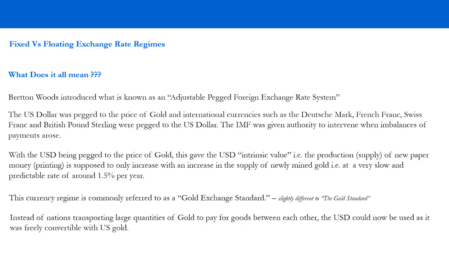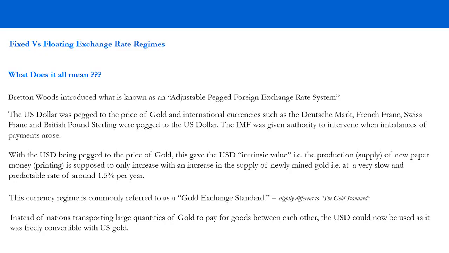So what does it all mean? Well, Bretton Woods basically introduced what is known overall in economics as an adjustable pegged foreign exchange rate system. So what happened was the US dollar was pegged to the price of gold, and then in turn, international currencies, like the Deutschmark, the French franc, the Swiss franc, and the British pound, were pegged to the US dollar. And the IMF was given authority to intervene when there were imbalances or deficits arising from these payments.